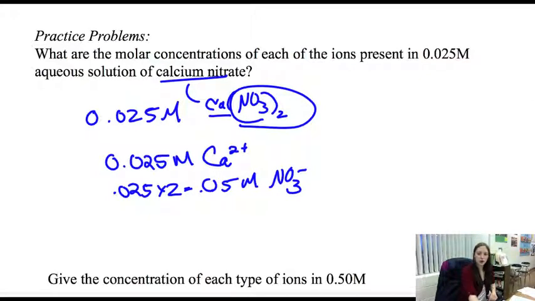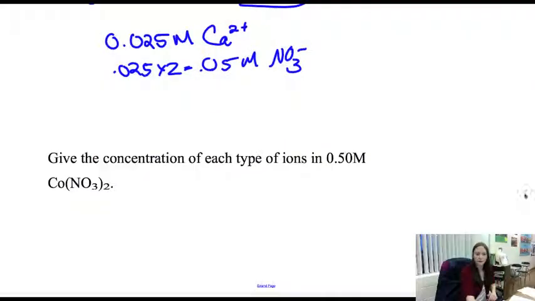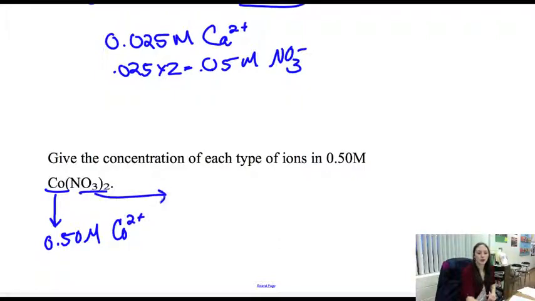Give the concentration of each type of ion in a 0.5 molar solution of Co(NO3)2. Same thing here. Okay, if I have 0.5 molar total, I'm going to have 0.5 molar of the cobalt ion, and then I'm going to have twice as much of the nitrate, so 1 molar of the nitrate ion, as for each one, it breaks apart. Your liters are the same, which is why the molarity changes as your moles change.